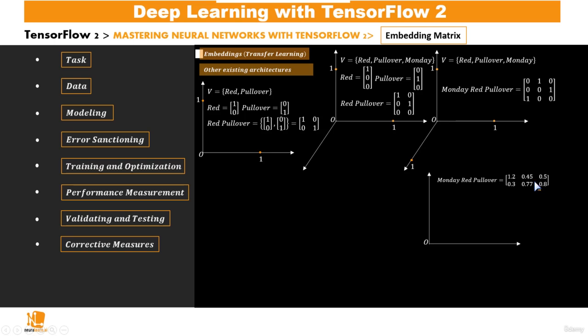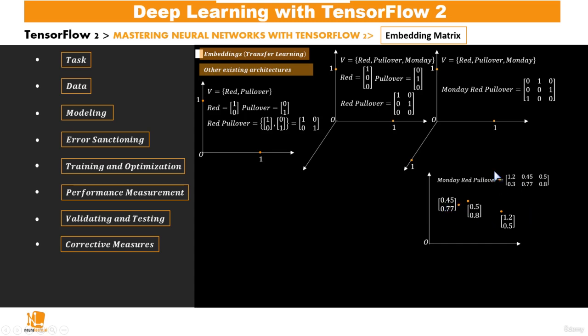So plotting this, we'll find that we are no more in a three-dimensional space, but now instead in a two-dimensional space. So we've reduced the dimensional space to a 2D space. Now let's plot this out. We have Monday, we have read, and then we have pullover.